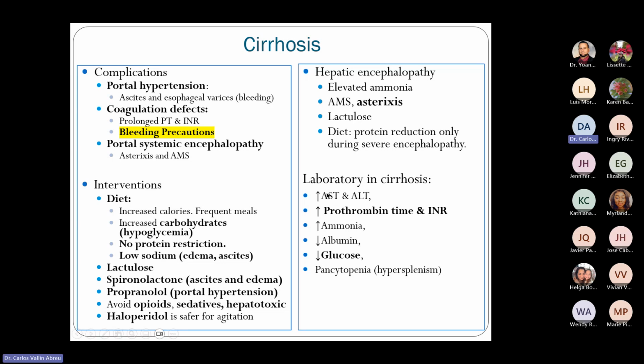In the lab, you are going to notice that clients with cirrhosis have elevation of AST and ALT, the liver function tests. The prothrombin time and INR are going to be prolonged. The ammonia is high, the albumin is low, the glucose tends to be low, and frequently they have pancytopenia. It means they have low red blood cells, low white blood cells, and low platelets.